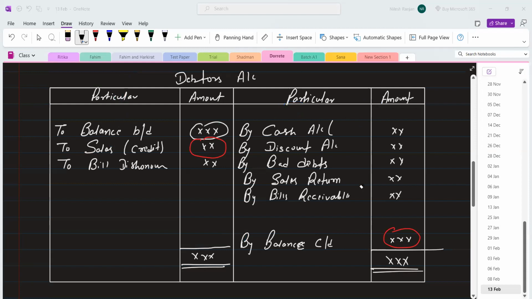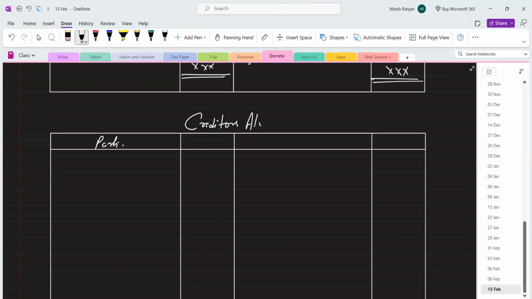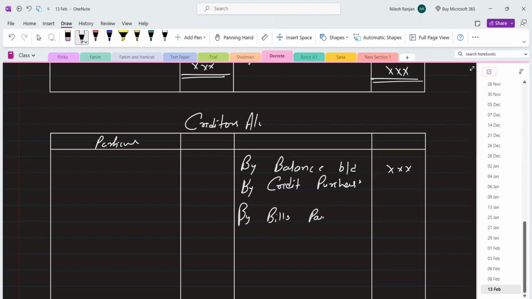So in the same format, I have prepared the creditors account also. In creditors account, it is a liability, so the opening balance, by balance BD, will be on the credit side. You will write credit purchase here, and you will write by bills payable dishonored. Dishonored will be in bracket. So these things will be on the credit side.